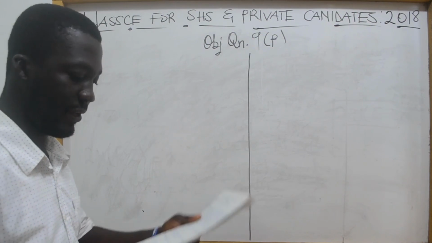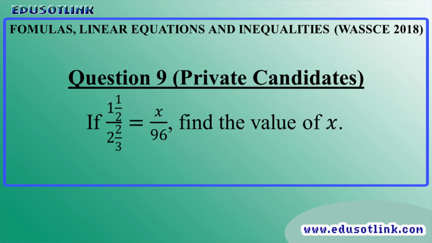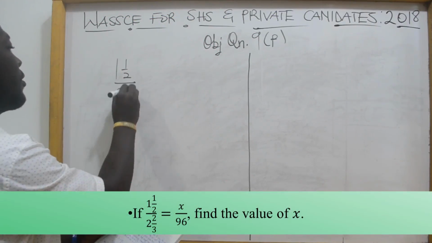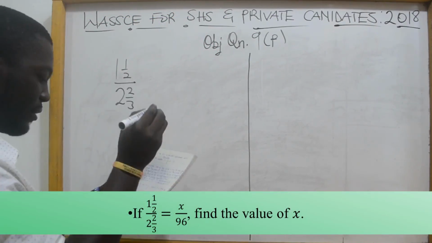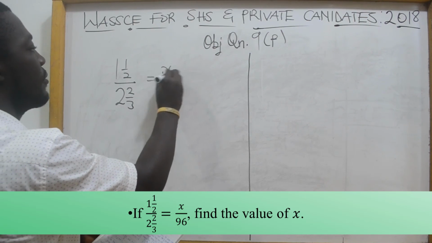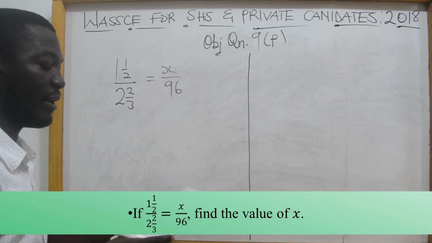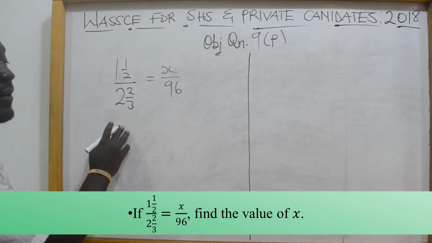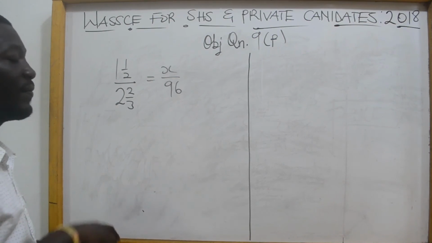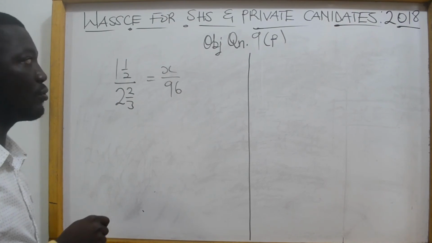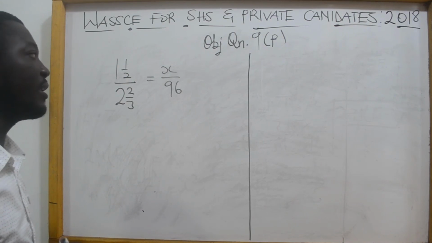Objective question 9 for private candidates. If 1 whole number 1 over 2 divided by 2 whole number 2 over 3 is equal to x over 96, we are to find the value of x. So the first step, we convert the mixed fraction to improper fraction. So 2 multiplied by 1 is 2, then plus 1 is 3.